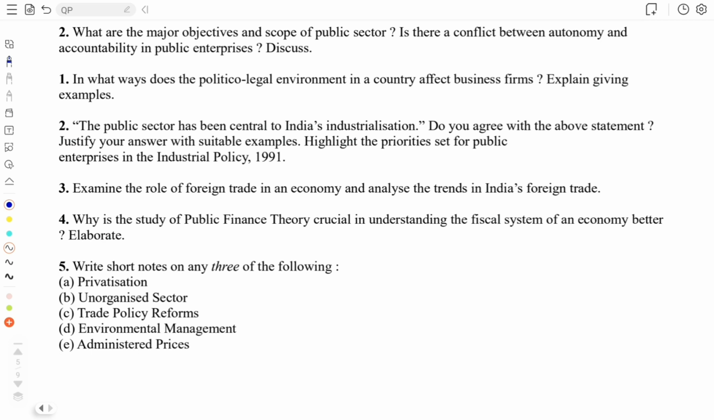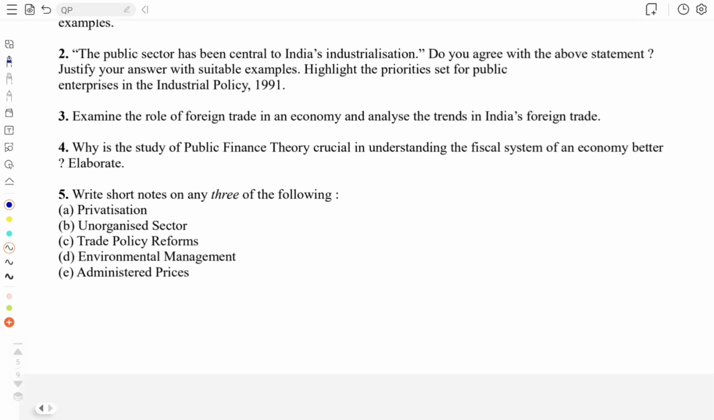Administered prices. So what are administered prices? It is the price of a good or service as dictated by the government or centralized authority, as opposed to buyers and sellers interacting according to supply and demand. Like for example, the municipal rates, electricity, public transport cost, licensing cost, educational fee, all those things come under administered prices.